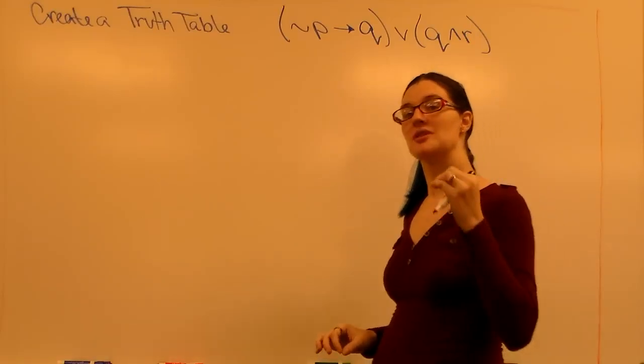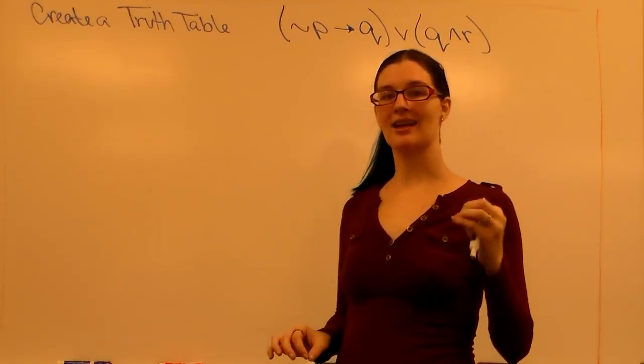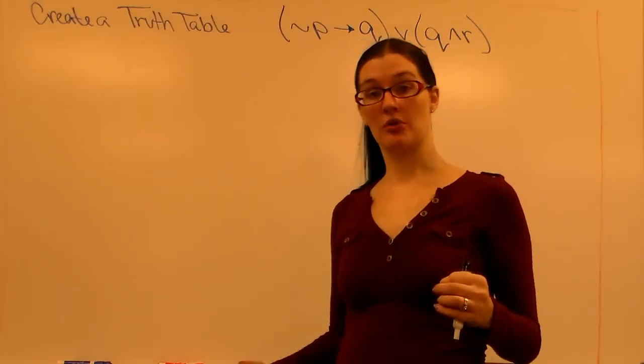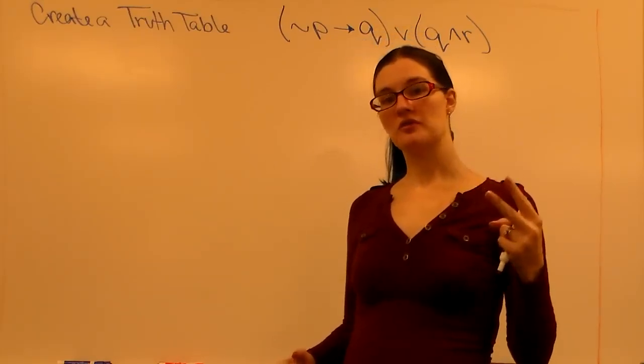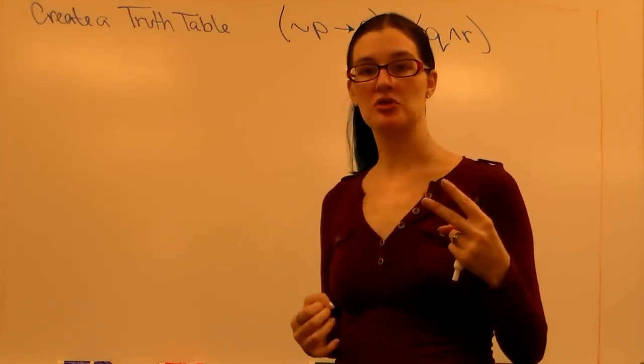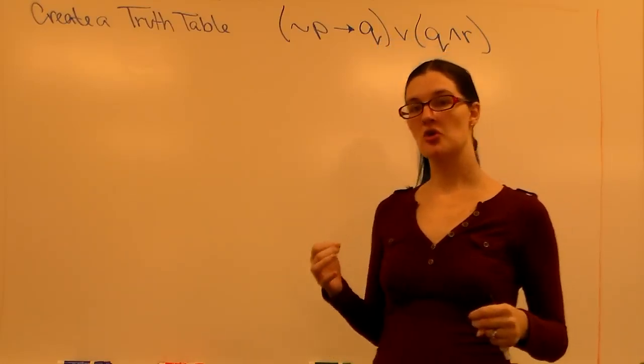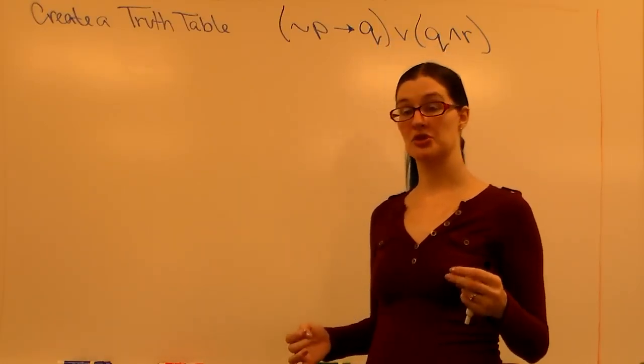For 3 variables, you need to know that you have 8 options, 8 rows. I will give you either 2 variables or 3. If I give you 2, you have 4 options. If I give you 3, you have 8. You need to know that, and you need to know what the options are.